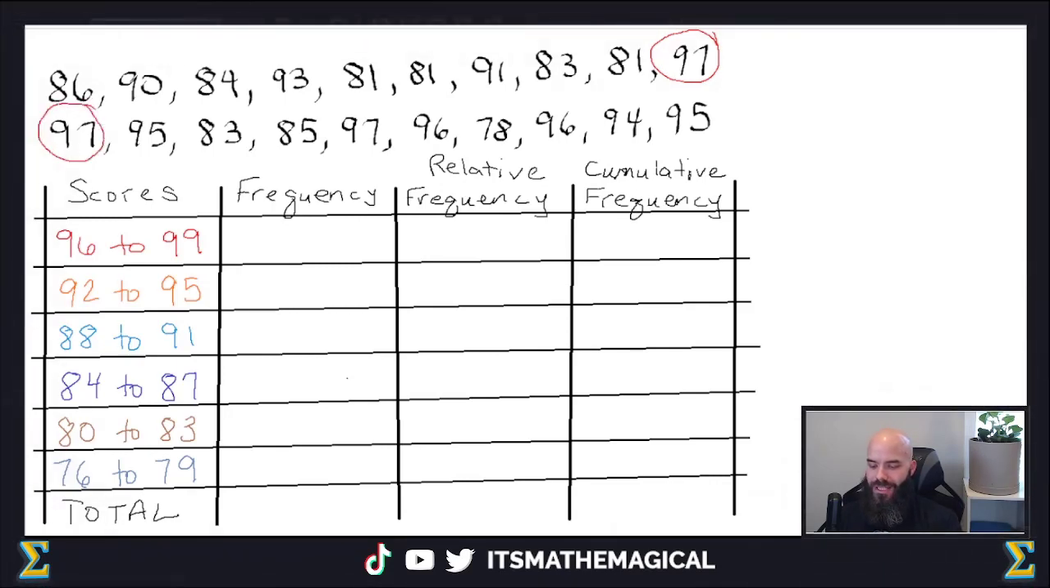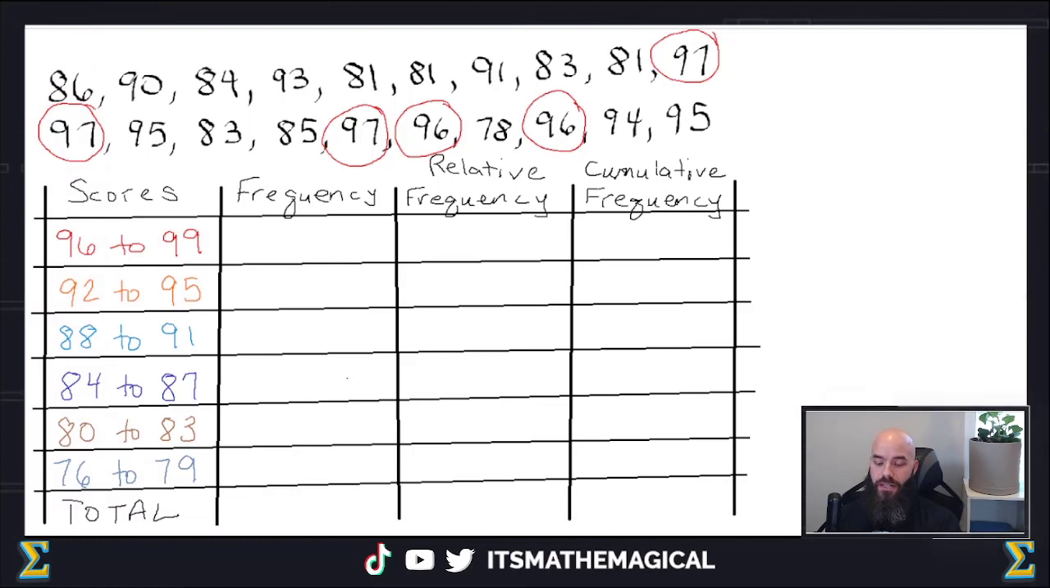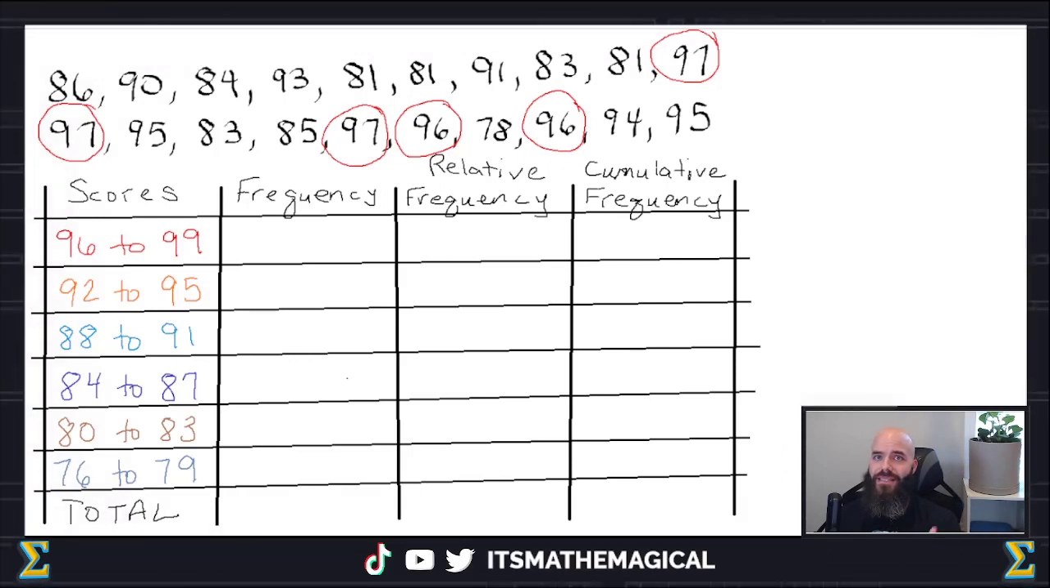Let's see if I keep going. 95, 83, 85. Oh, there's another 97. The very next number is a 96. And then I continue on. 78. Oh, there's another 96, 94, 95. So I've scanned through my data set. I've circled 5 numbers in the range from 96 to 99. So my frequency of that bin will be 5.